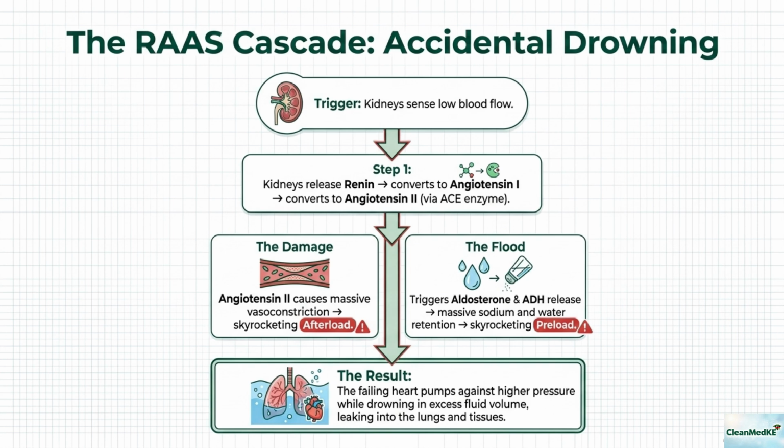While the heart is struggling, the kidneys make things worse. When they sense low blood flow, they trigger the RAAS cascade. They release renin, which leads to the production of angiotensin II. Angiotensin II is a powerful vasoconstrictor. It narrows the vessels, which skyrockets the afterload, the pressure the heart has to pump against. Then, aldosterone and ADH are released, which force the body to hold on to sodium and water. This increases the preload, the fluid volume returning to the heart. The result? A failing heart is forced to pump against higher pressure while literally drowning in excess fluid that leaks into the lungs and tissues.